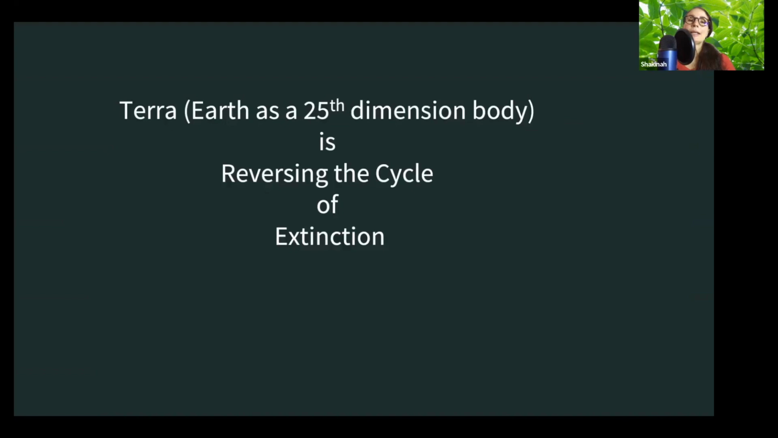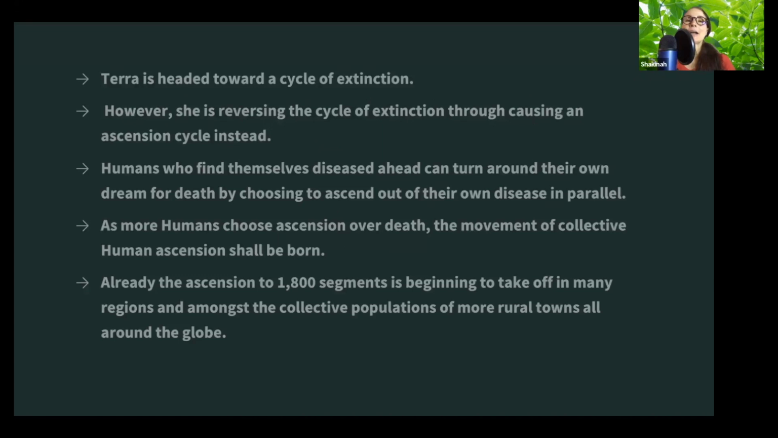Terra is reversing the cycle of extinction. Terra is headed down a cycle of extinction. However, she is reversing the cycle of extinction through causing an ascension cycle instead. Humans who find themselves diseased ahead can turn around their own dream for death by choosing to ascend out of their own disease in parallel.